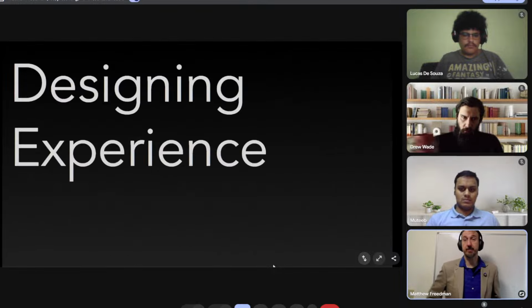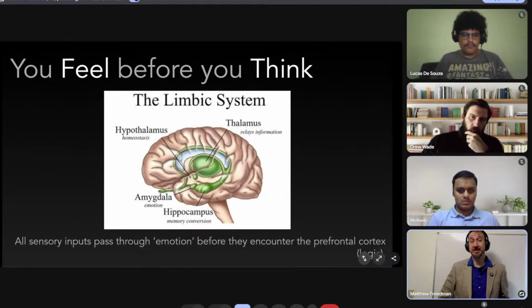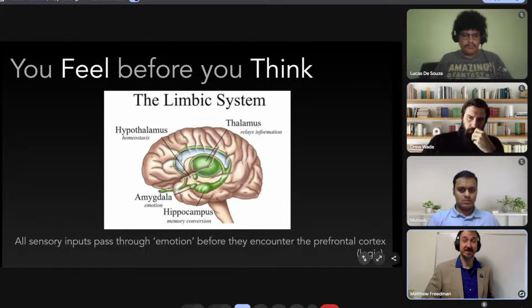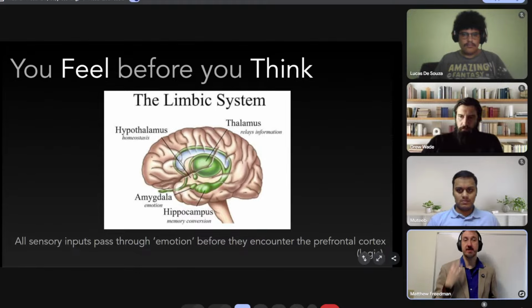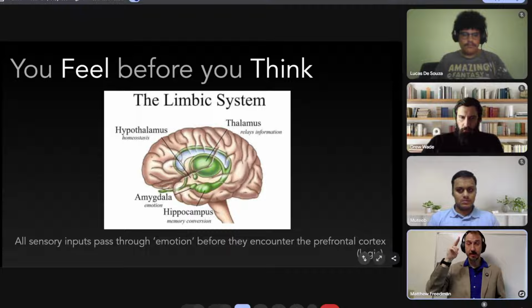Okay, so jumping into designing experience. The important thing is you feel before you think. This is the limbic system. If you're a returning FDI student, you know I go on about the limbic system a lot because it's important. We always like to think that we rationally think about problems. We actually feel them first, then we start to think about them. It's just how your brain is physically set up. It goes through the limbic system first, on the way to the prefrontal cortex. We feel it first, then we start to think about it.